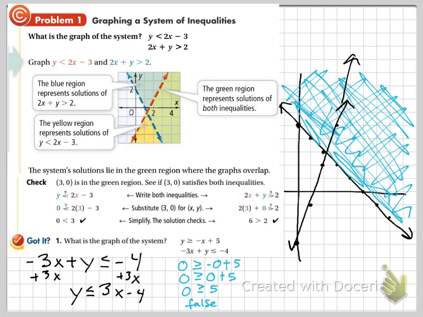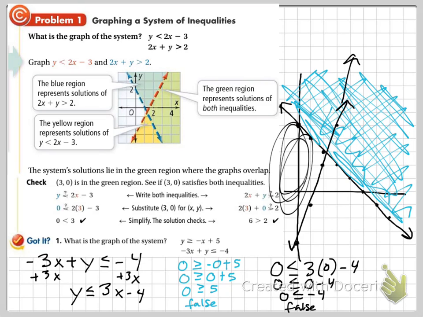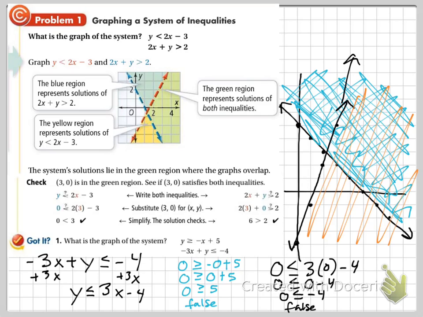And then I need to plug a point in. So I'm going to plug in 0, 0 again just because it's easy. So again, I'm plugging into this equation here. So 0 is less than or equal to 3 times 0 minus 4. 0 is less than or equal to 0 minus 4. 0 is less than or equal to negative 4. Is 0 smaller than negative 4? No. So this is false. So I'm not going to shade the 0, 0 side. I'm going to shade the other side. So I'm going to shade over here.